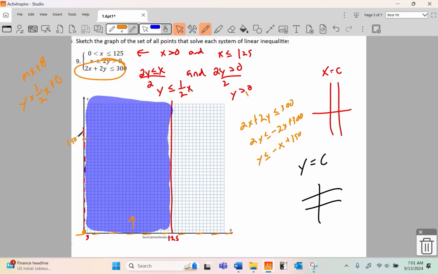All right, so since I'm counting by 5s on both the x and y axis, I can just rise 1 and run 2. Rise 1, run 2. And I'm going to do lots of points because I need this thing to be as straight as possible.